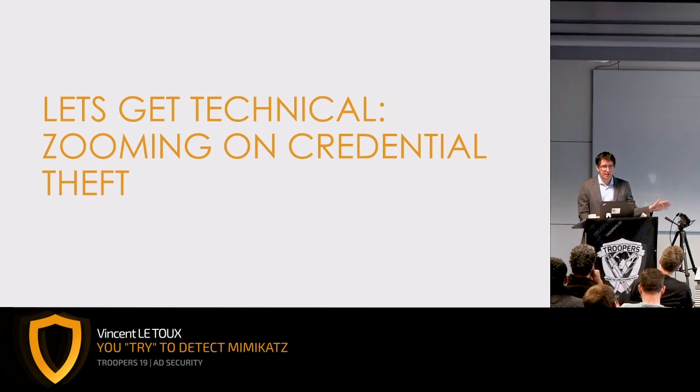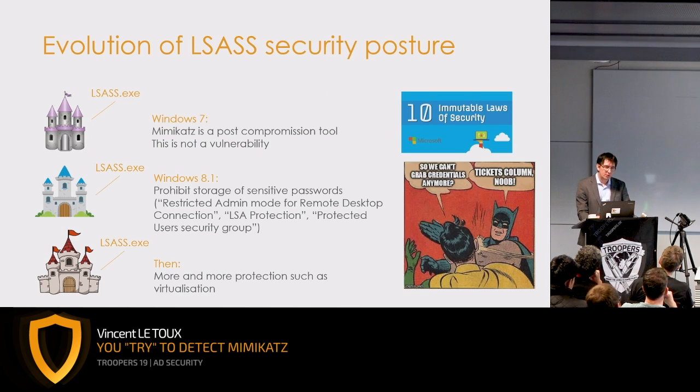So, for the CISO part, I think it's time to get technical and to zoom in on a specific attack, mimikatz, to try to improve our detection. As a reminder, you have the evolution of the LSASS security posture. LSASS is the process where you have the passwords. With Windows, mimikatz is a post-exploitation tool. It's not a vulnerability, so Benjamin can testify.